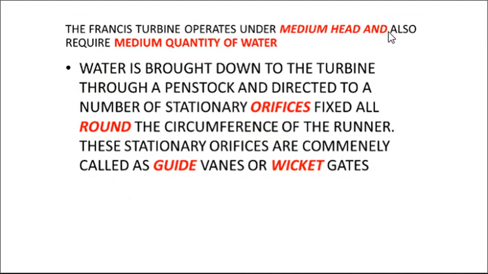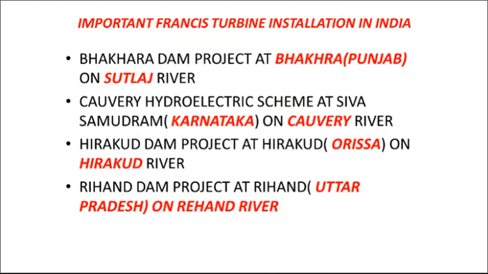The Francis turbine operates under medium head and also requires a medium quantity of water. Here water is brought down to the turbine through a penstock and directed to a number of stationary orifices, also known as guide vanes or wicket gates. These are the important Francis turbine installations in India. It is installed at the Bhakra Dam project at Bhakra on the Satluj River, the Kaveri Hydroelectric Scheme at Shivasamudram, the Hirakud Dam project at Hirakud, and the Rihand Dam project on the Rihand River.